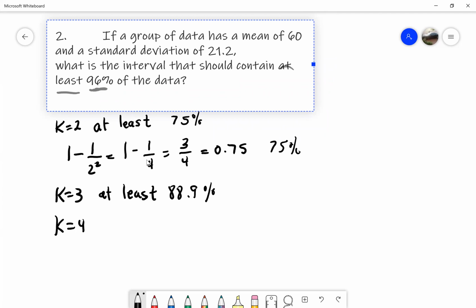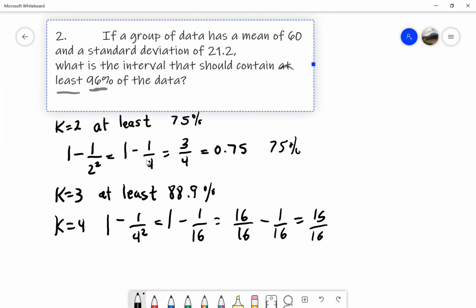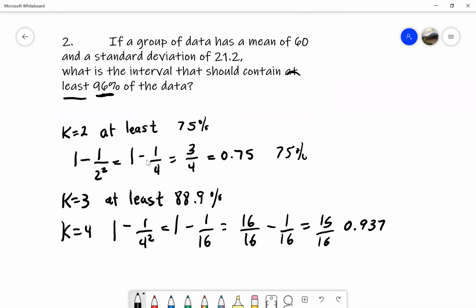K equals 4. That would be 1 minus 1 over 4 squared, which is 1 minus 1 over 16. 1 can be rewritten as 16 over 16 minus 1 over 16. That comes out to 15 divided by 16, which is 0.9375, which is 93.75%. This is at least that. Are we at 96% yet?